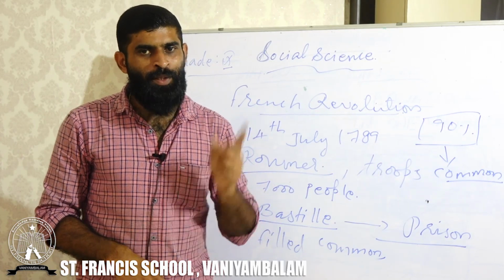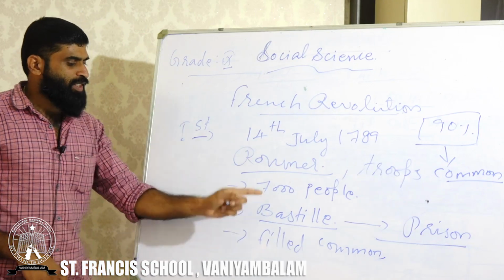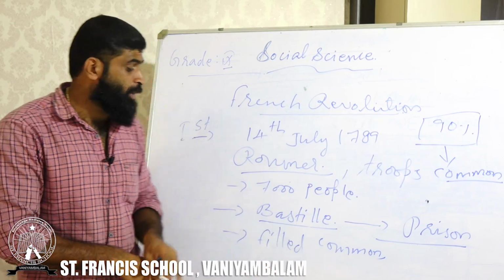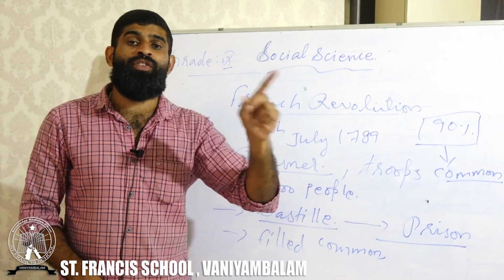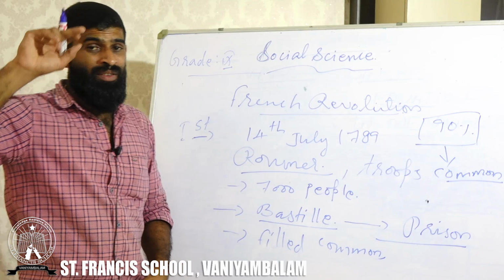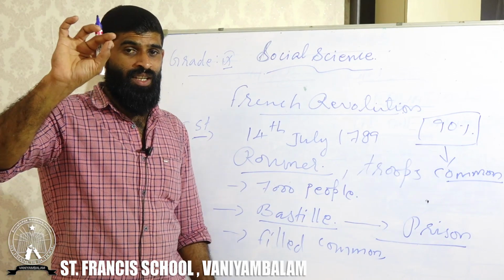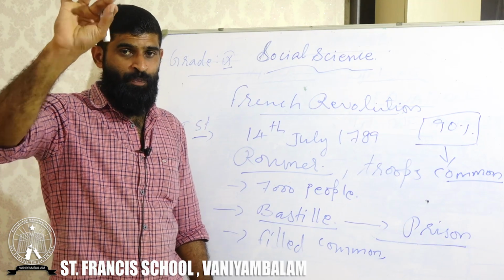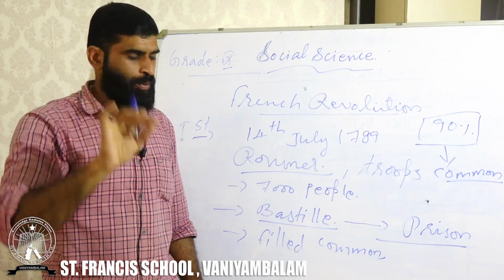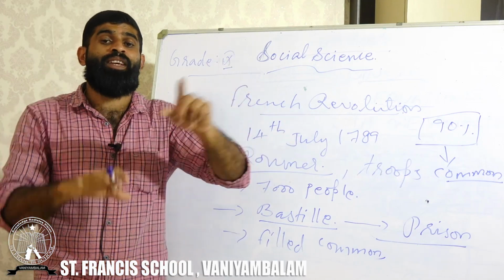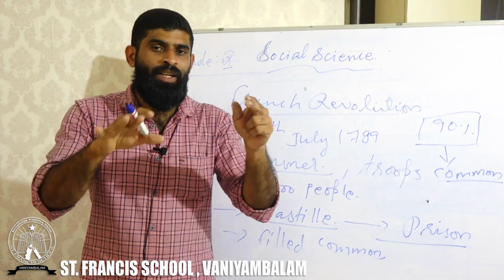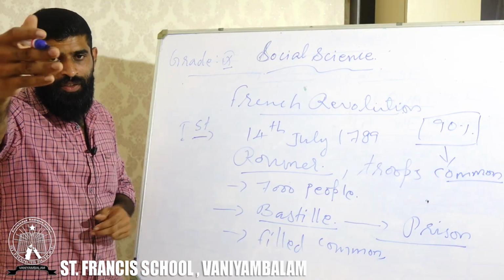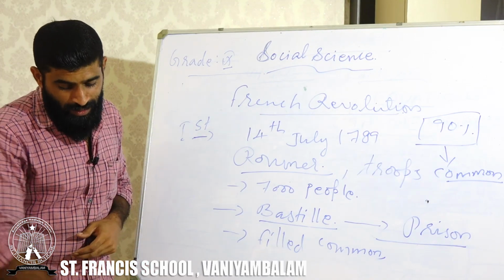Is it clear? So, the Bastille prison was completely demolished by the common people of France as a way of reacting against the despotic ruler. Who was that despotic ruler? The king. The name is not disclosed yet. We'll be disclosing it soon. So now this is the second paragraph. Third paragraph. Now you all please look at the third paragraph.